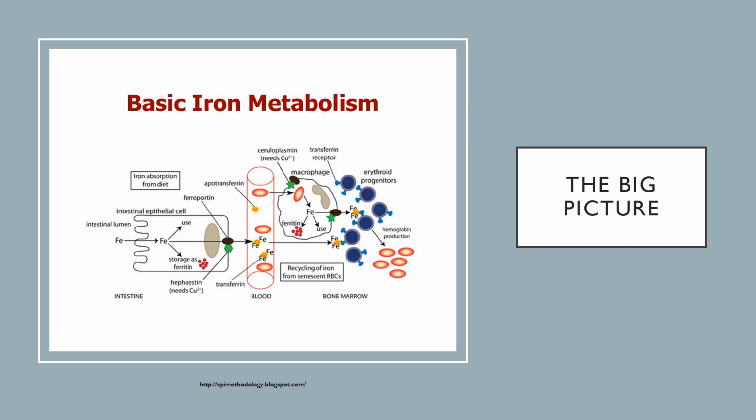So where does copper fit in? Hephaestin carries iron from the gut wall cells into the bloodstream. Again, ceruloplasmin then steps in and is what allows iron to be converted back into the ferric form so that it can be loaded into transferrin when it's put into red blood cells in the first place in the bone marrow, or when macrophages pick up damaged red blood cells, and that iron needs to be recycled.